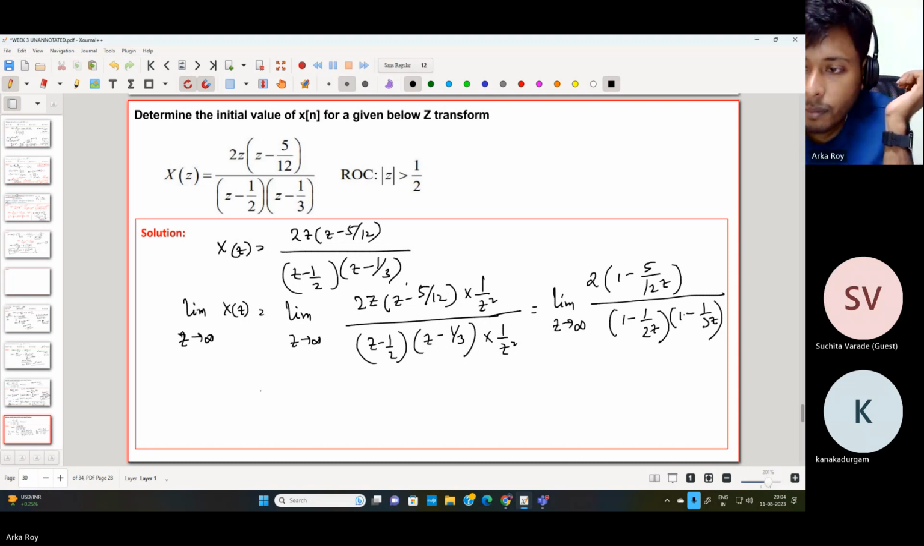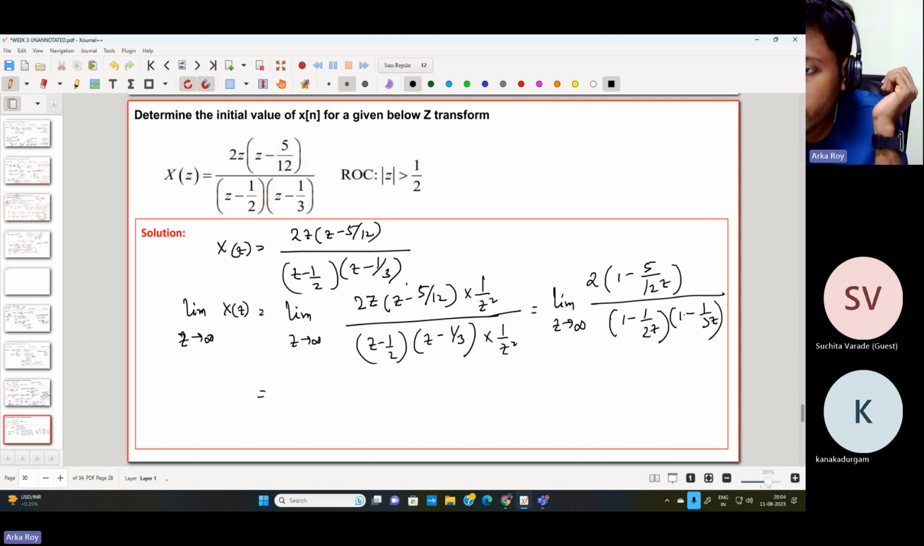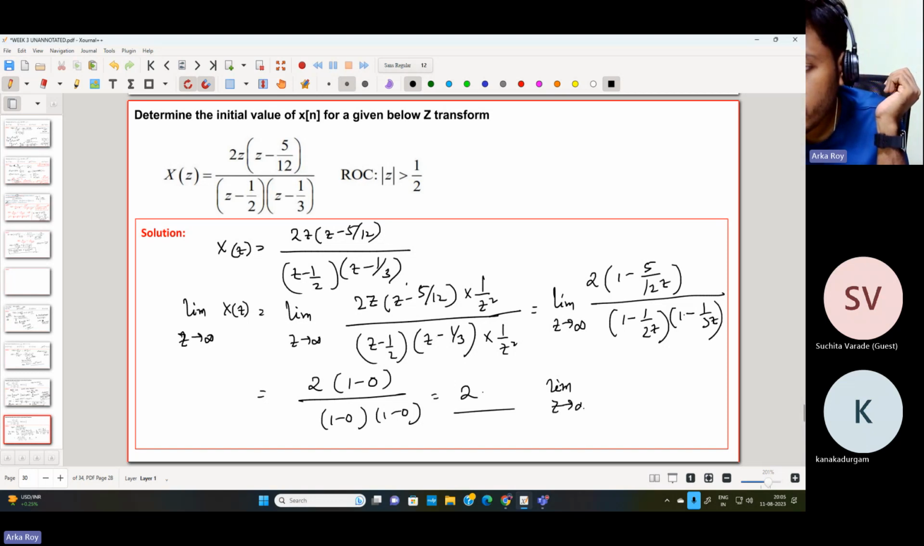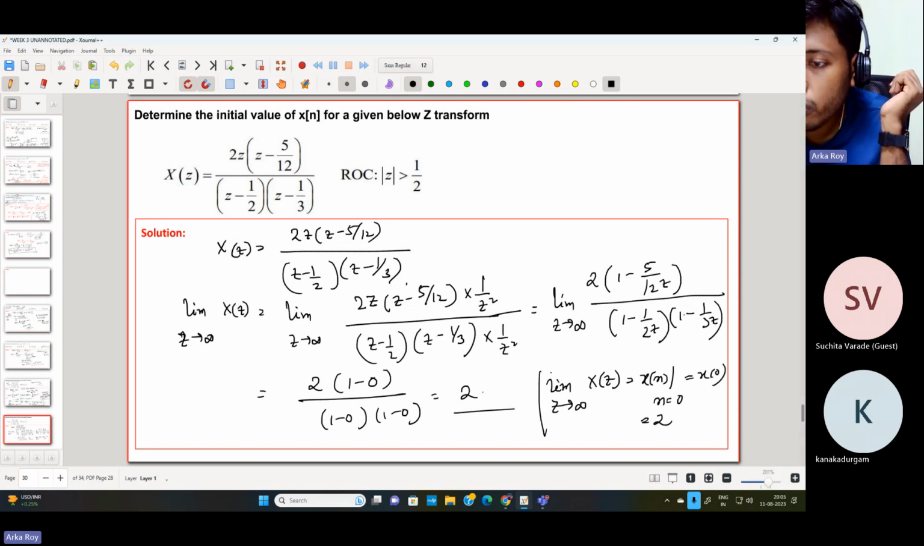Okay. Now if I put z equals to infinity, this will be 2 into 1 minus 0, and in the denominator 1 minus 0, 1 minus 0. So the output is 2. That means the limit z tending to infinity of x z is equal to x n evaluated at n equals to 0, or x of 0, and the value is 2. So this is the final answer.